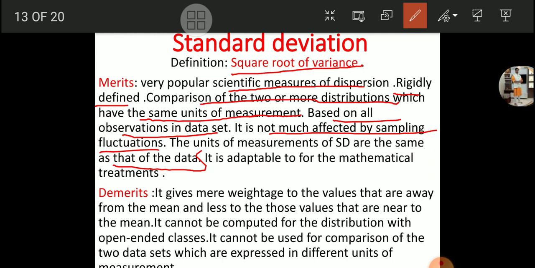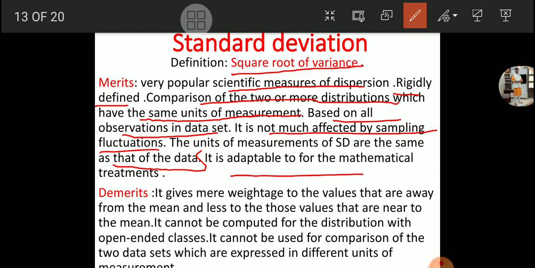So that is again a very interesting merit of one of the measures of dispersion, the standard deviation. It is adaptable to mathematical treatments. Once the standard deviation is in our hand, it can be further treated mathematically, and we can come to the real inferences of the data and of the research work with the help of this standard deviation. So there is a lot of importance to it. You have to concentrate on the formula of the standard deviation which is used at the time of calculation.